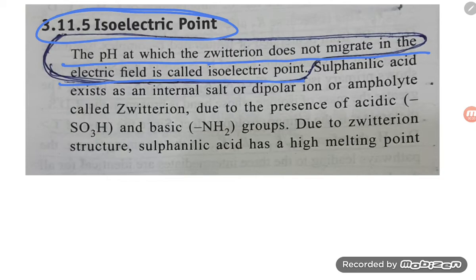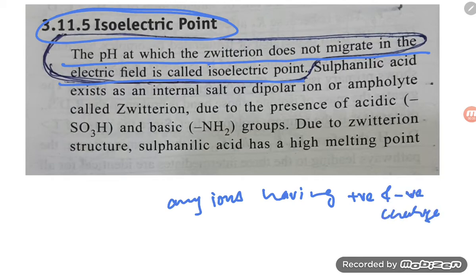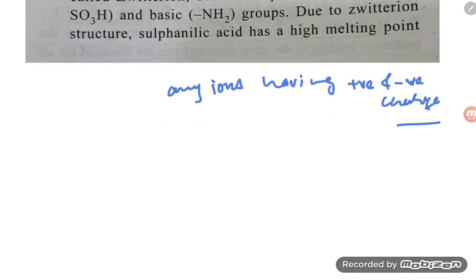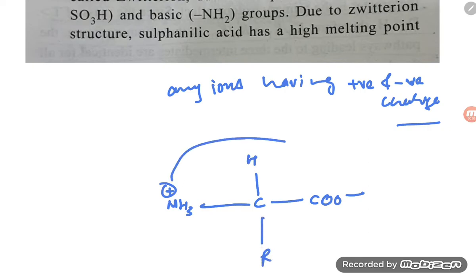A zwitterion means any ion having both positive and negative charge. For example, one example you try to understand, student. Suppose I am having COO minus, and at the same time I am having NH3 plus, and here is H and here is R. So in this case, what is there, student?